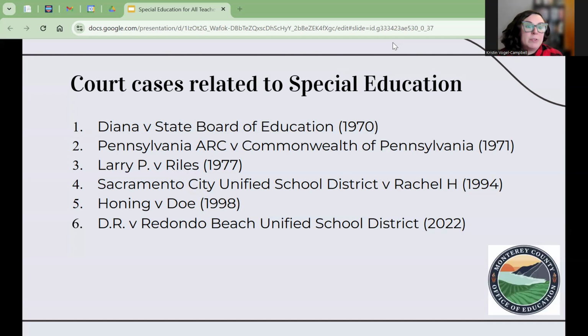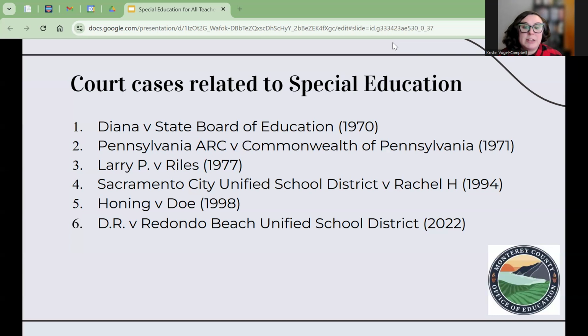The fifth court case that we're going to discuss is Honig versus Doe, and this is from 1998. The U.S. Supreme Court addressed the disciplinary rights of students with disabilities under the EAHCA, which is now again known as the Individuals with Disabilities Education Act. The court ruled that schools cannot unilaterally suspend or expel students with disabilities for behaviors related to their disabilities beyond 10 days without violating the stay put provisions of the IDEA.